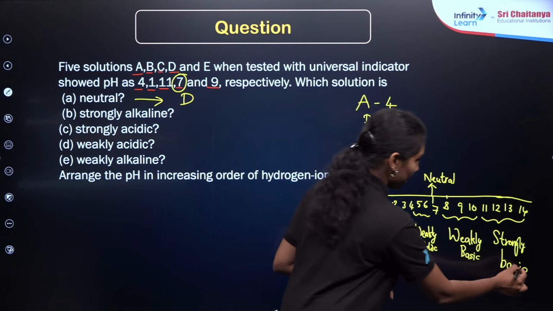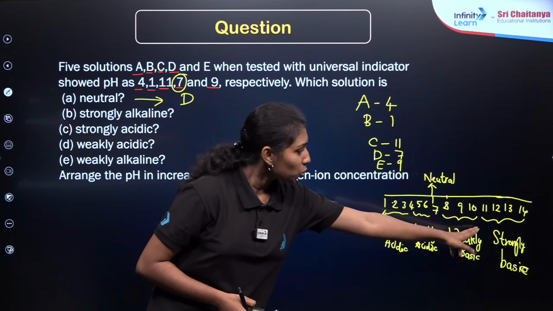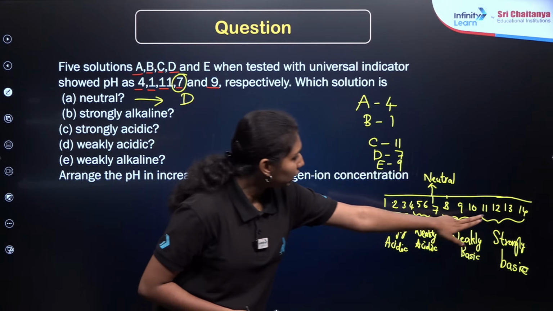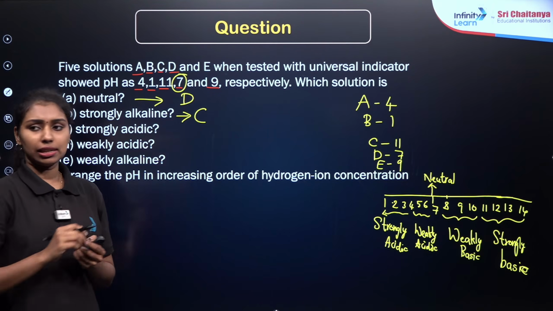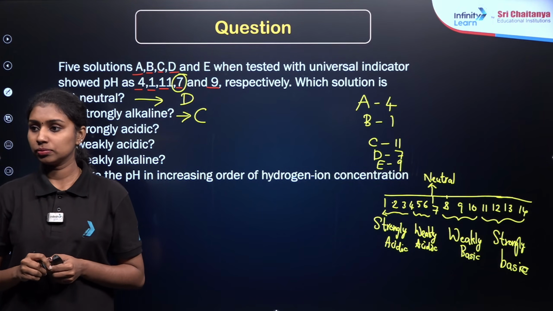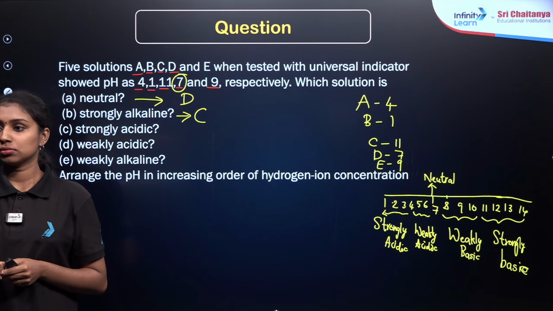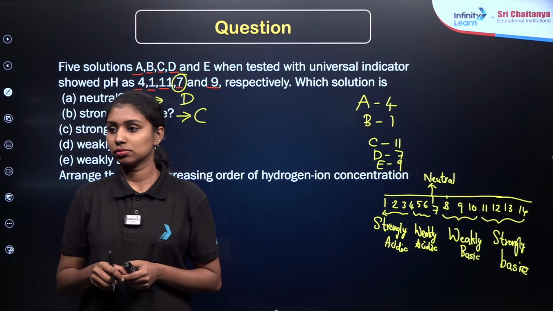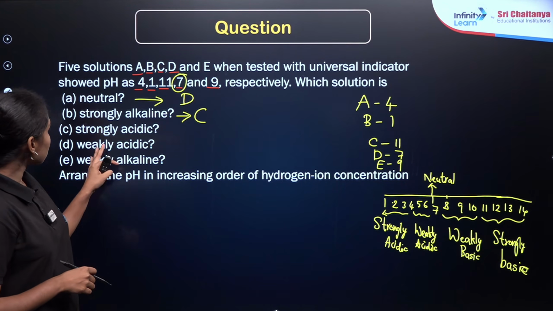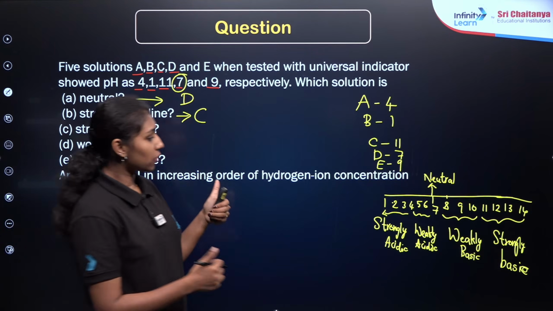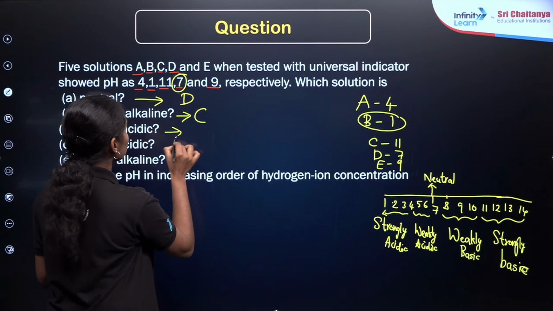Now you can predict, right? Which one is strongly alkaline? Values between 12, 13 and 14. Is there any? 11, 12, 13 and 14, which means C will be the correct answer, right? C will be the correct answer. Is that clear? Then what about strongly acidic? Strongly acidic means here 1, 2, 3 values, which means B will be the strongly acidic here. So B is the correct one here.